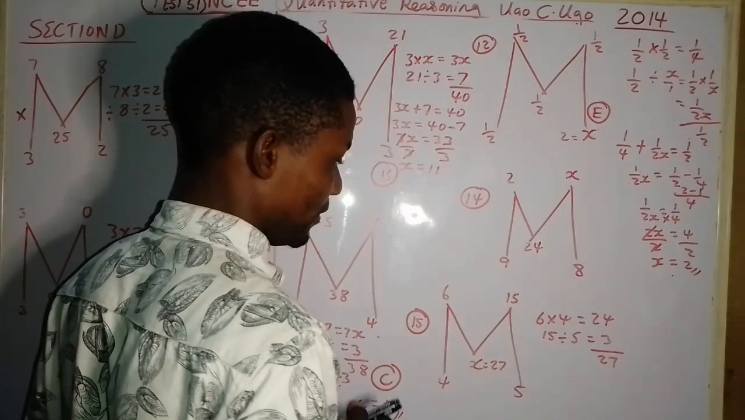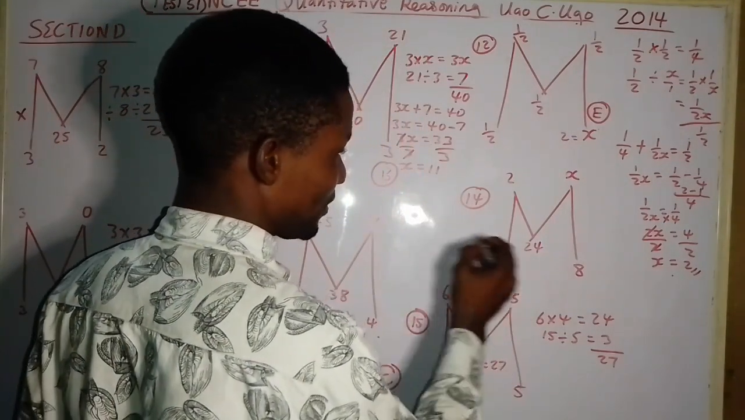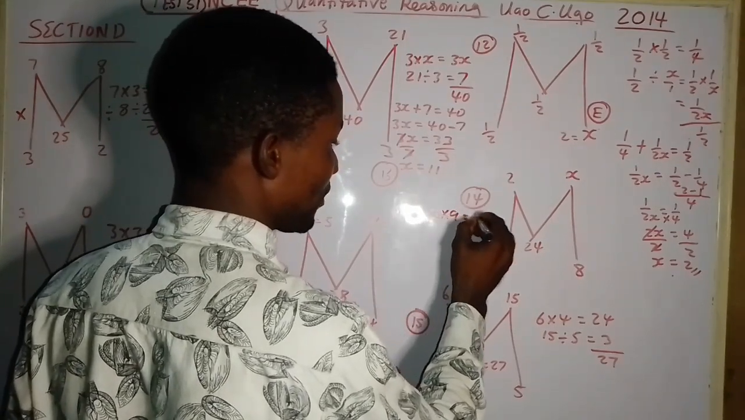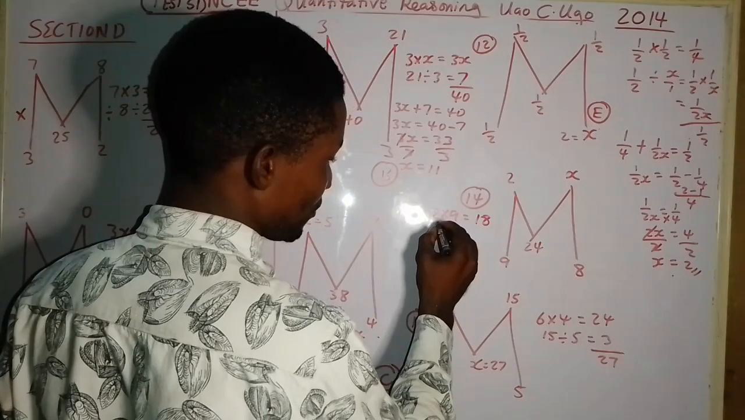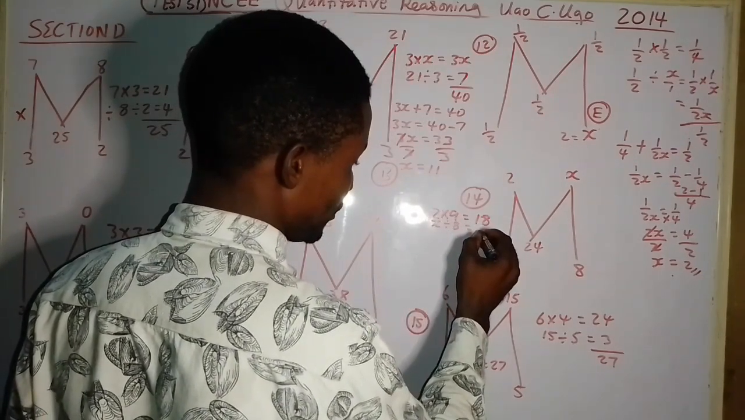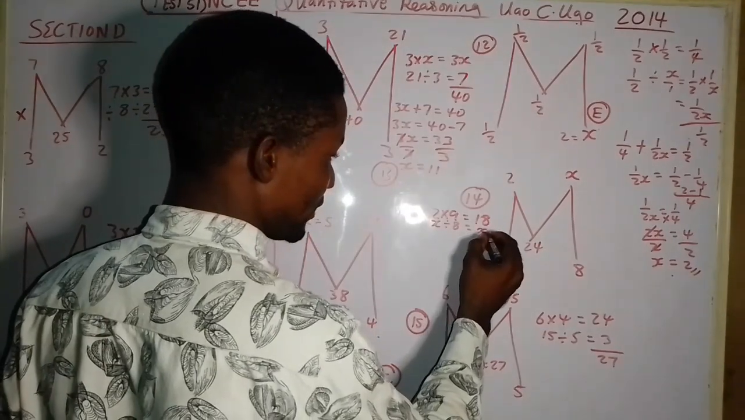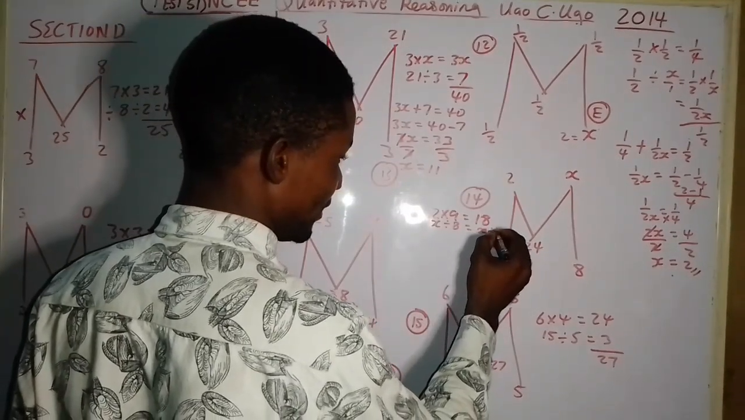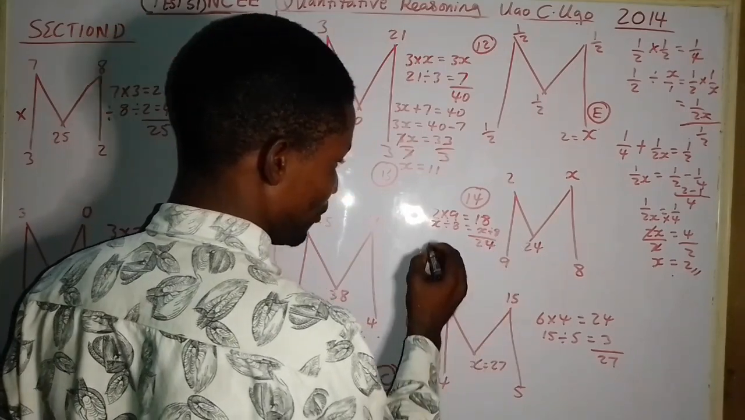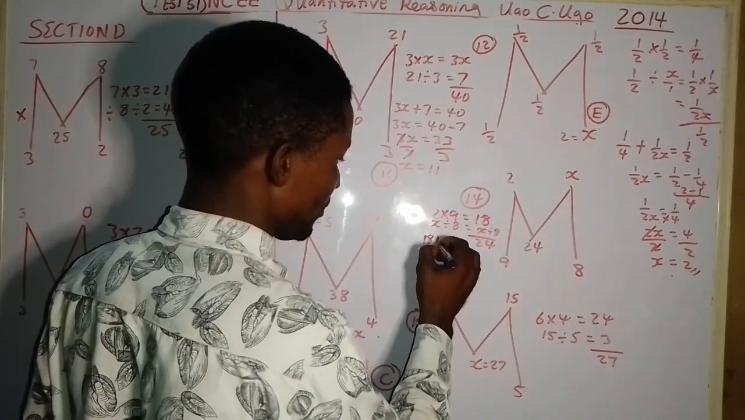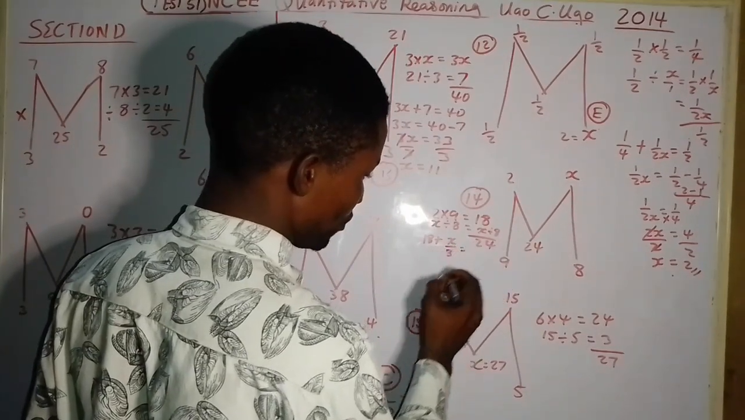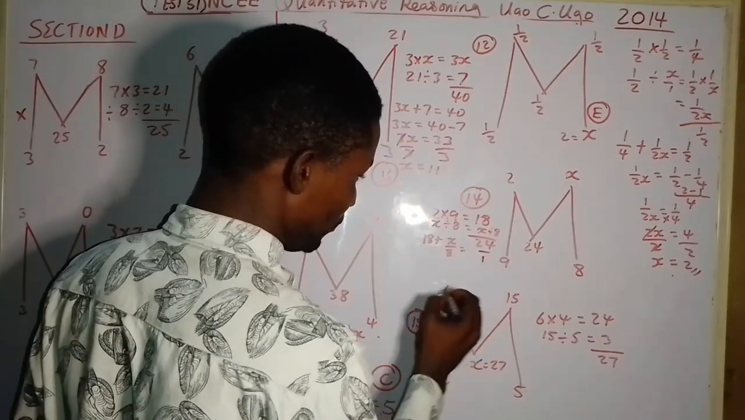Let's solve question 14. We've omitted question 14. So for question 14, we say 2 times 9. That's going to give us 18. So x divided by 8 gives us x over 8. Then everything equals to 24. So what we're going to say is 18 plus x over 8 equals to 24 over 1.